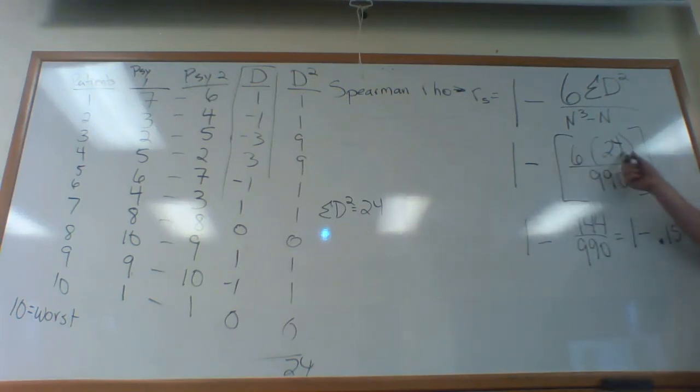Don't forget to do this separately and then subtract it from 1 at the end. That's the single biggest error that people make. They get all the way down here and they write down, so the correlation is 0.15, and you go, you were so close. You forgot one tiny step.